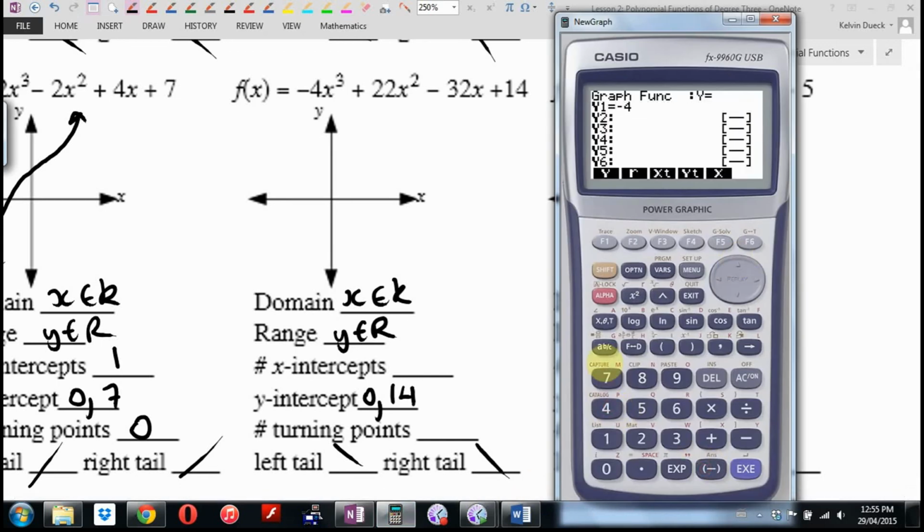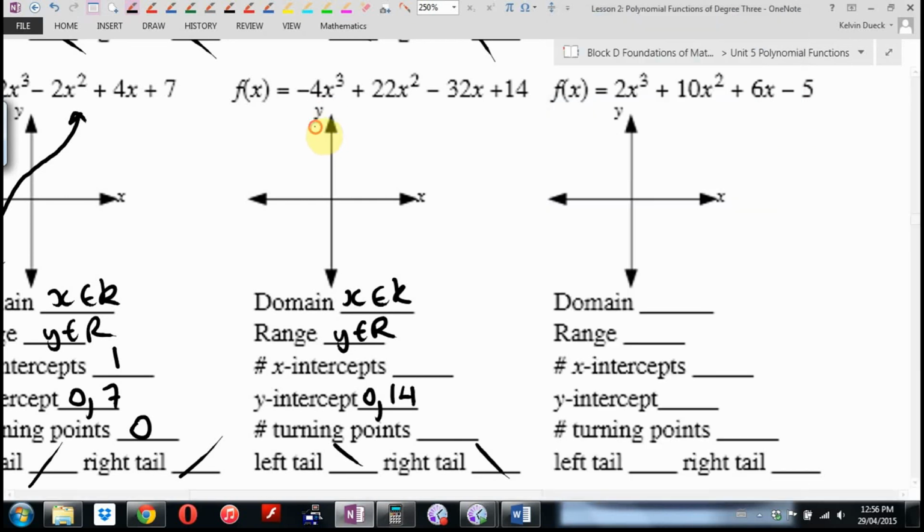Negative 4x cubed plus 22x squared minus 32x plus 14. Draw. Oh, nice. I got a double root. I got a kiss right there. So it looks like it's going to be like that, and now I can answer the rest. 2 x-intercepts, 2 turning points.